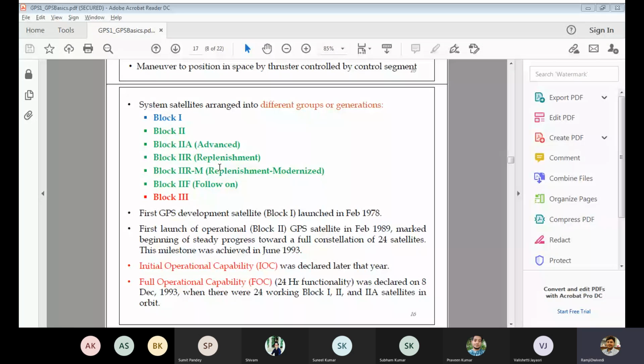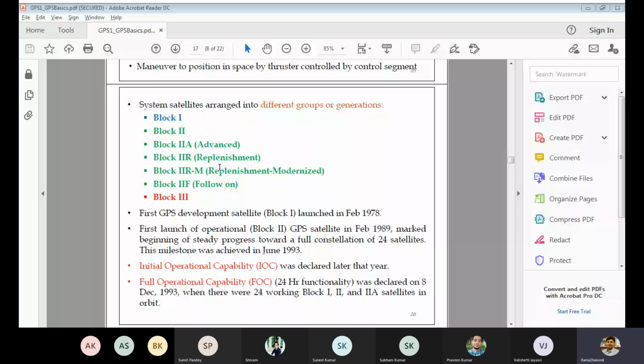So SA and AS are the so-called plugins which are controlled by the control segment. Okay, so the capability of the Block II is that they carried a navigation message that was valid for 14 days. Nowadays it is up to 180 days. That's what I'm telling you. The capability is 14 days.